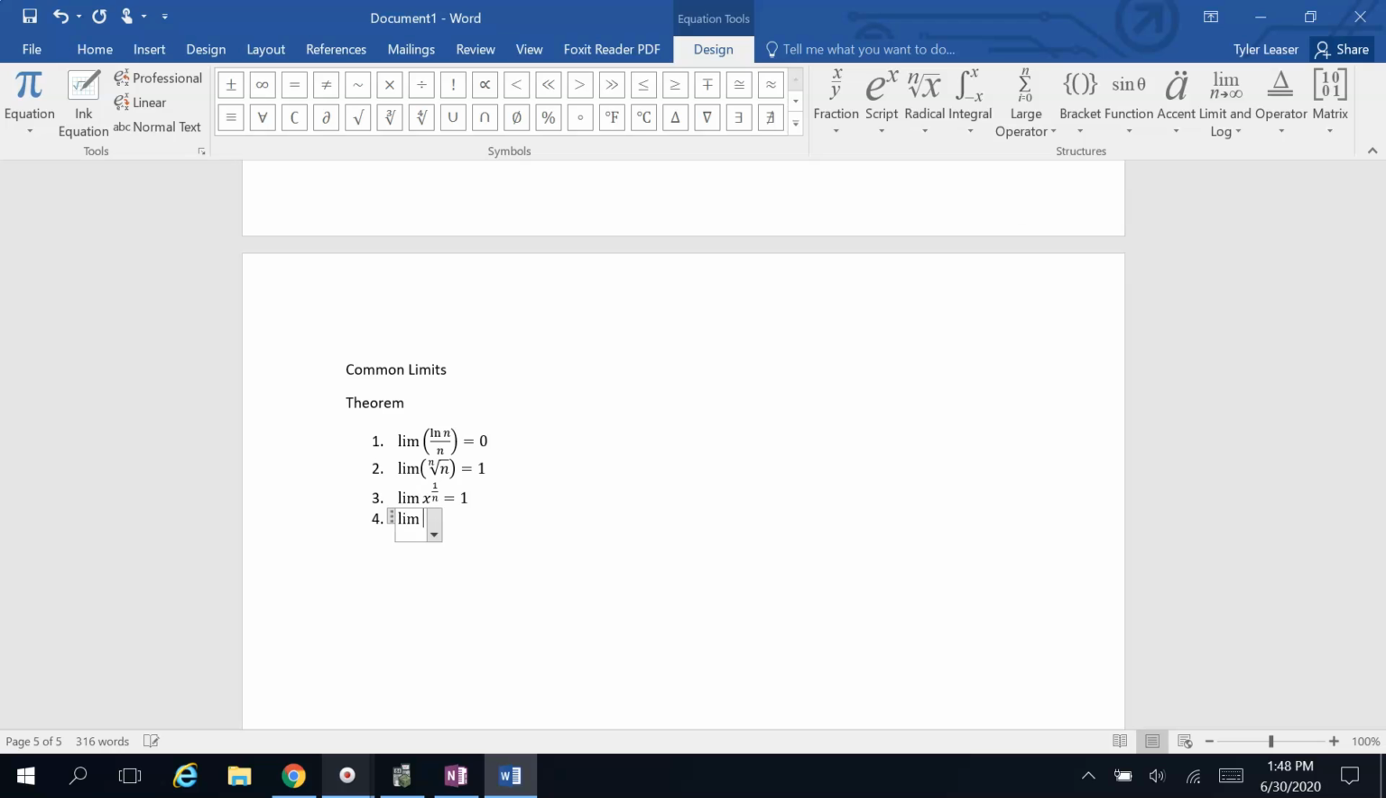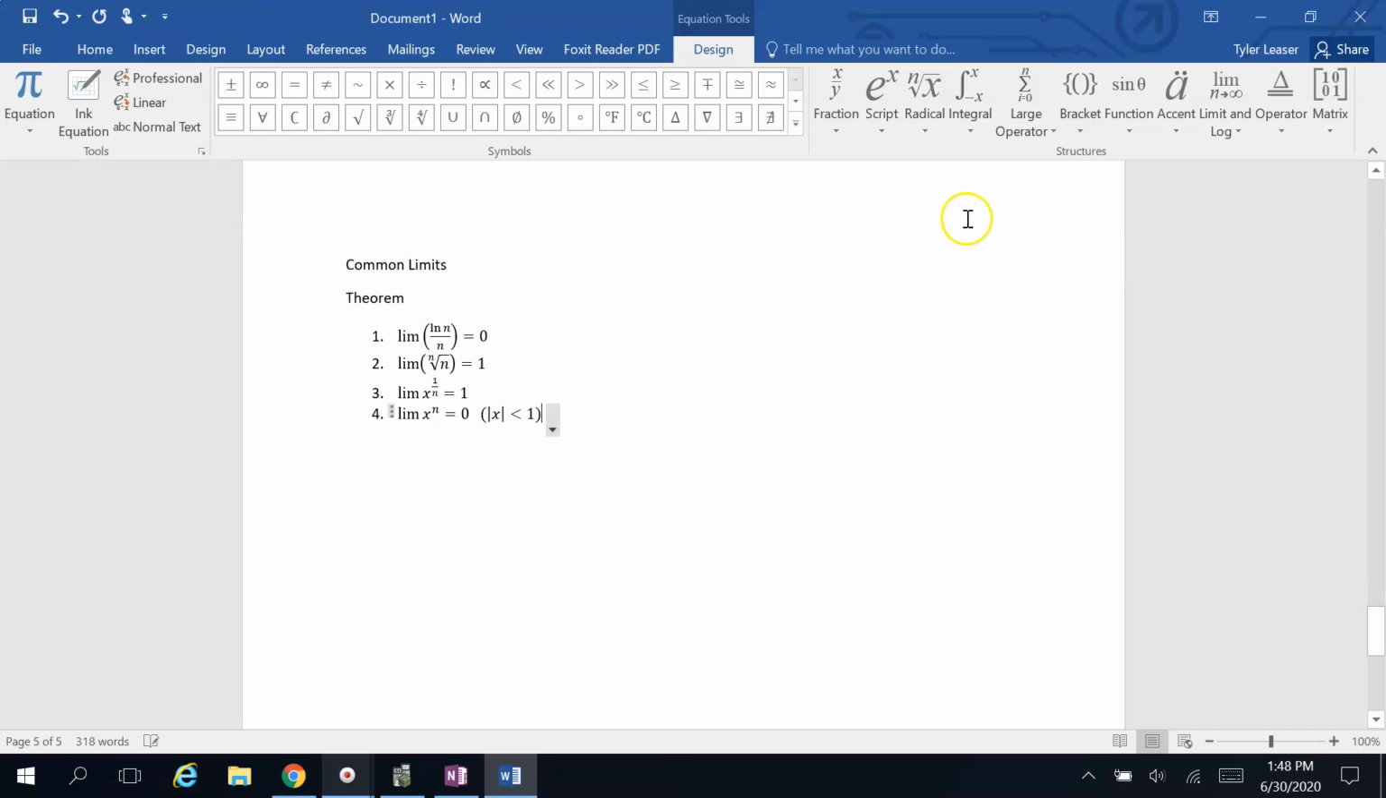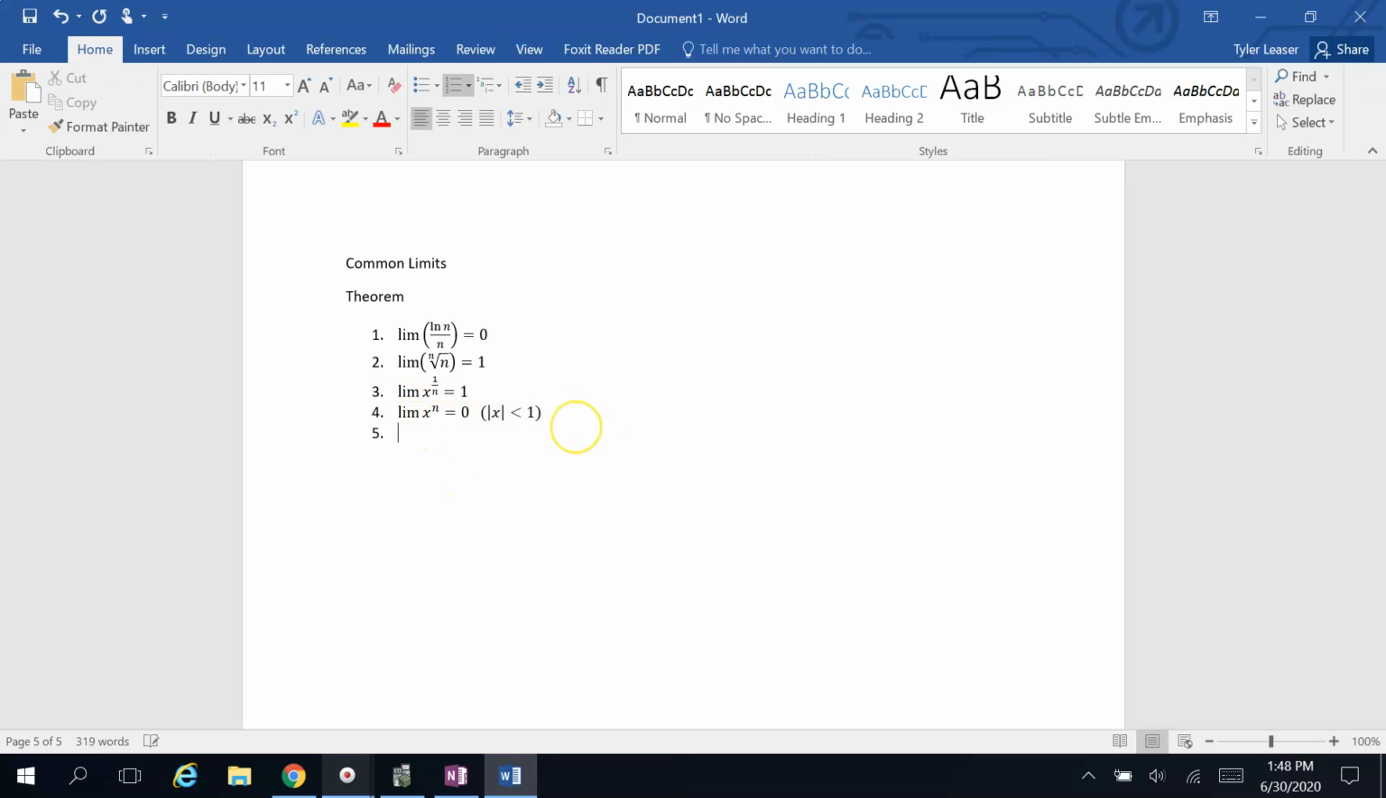The next one here, the limit of x to the n goes to 0. So this one, there's a little bit of a caveat, as long as your x is less than 1. So if you have a fraction and you keep raising that fraction to the n power, it eventually goes to 0.